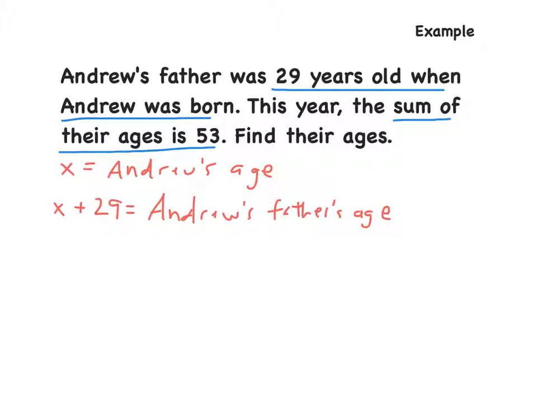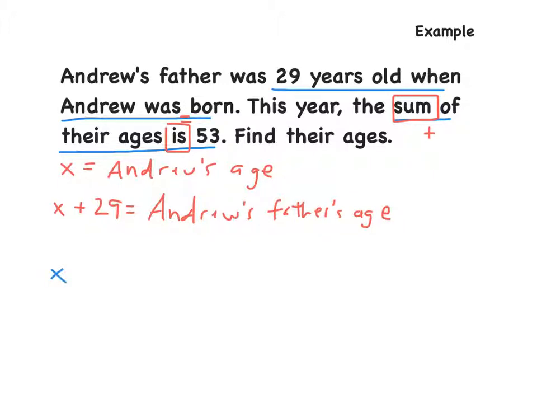What do we know that the sum means? Sum means we're going to be adding. And their ages is, what does is mean? Is means equal to, and it's going to be 53. So, what is the sum of their ages? What's Andrew's age? Andrew's age is x.